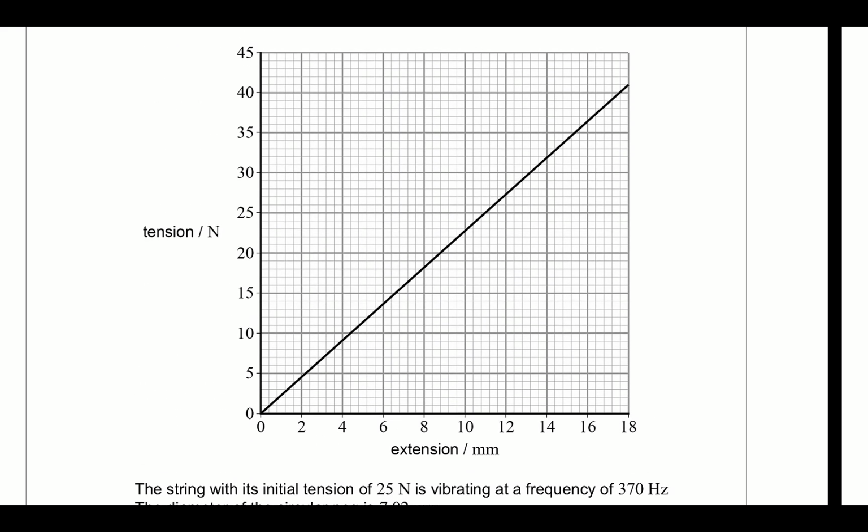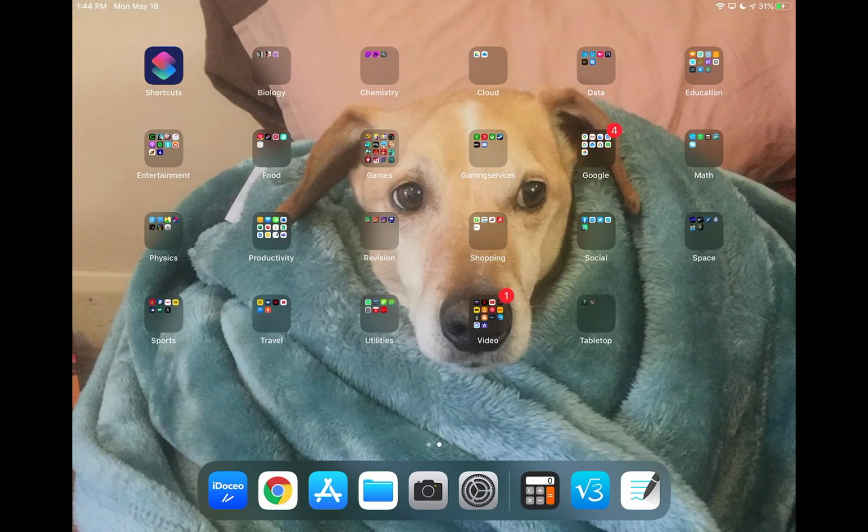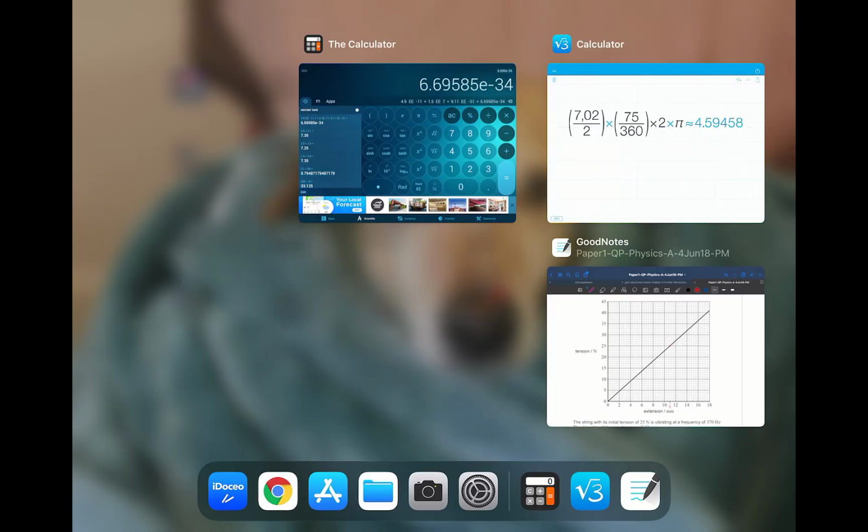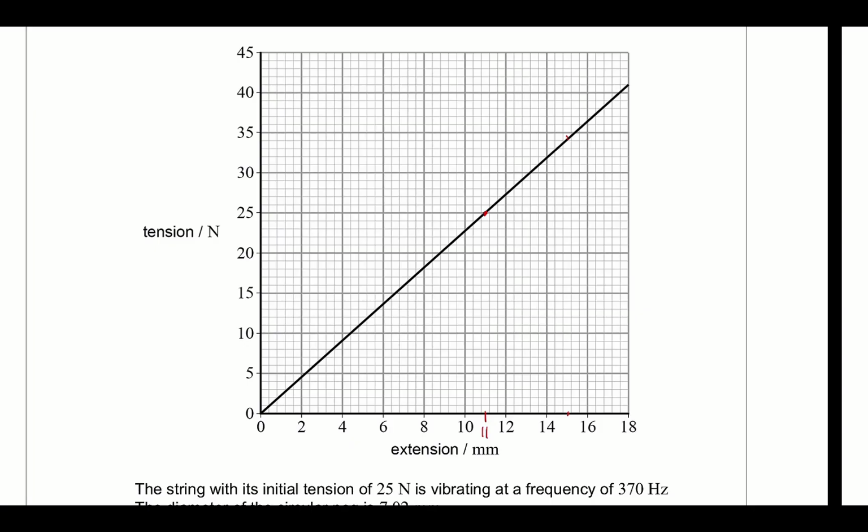So it was at 25 newtons, which is 11. So I have to go to 15.6, which is going to be about right here. So 35.5 newtons.